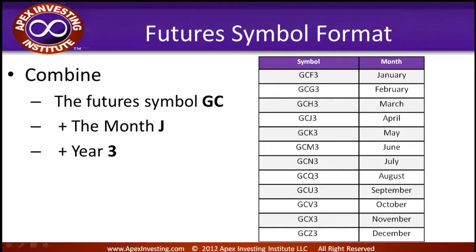To get the official symbol, you combine the symbol of the futures contract, GC, with the month, such as for April, you'd use J, and the year, such as 2013, you use 3. So GCJ3 would mean the gold futures contract that is due for delivery or receipt in April in 2013.